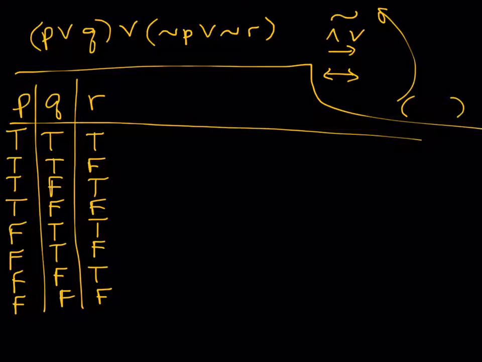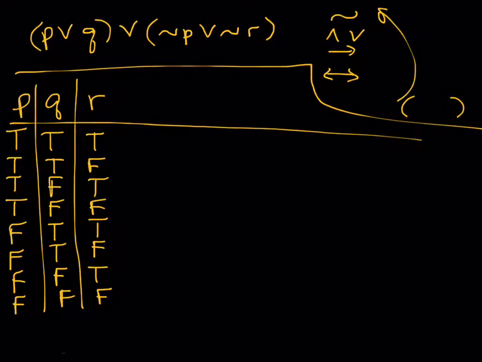And now I have covered all 8 options. Remember there were 2 options for P, true or false, 2 for Q, 2 for R. And if you multiply, that tells you how many ways there are to combine trues and falses for 3 variables like P, Q, and R. Alright, so now we need the next thing in the table.